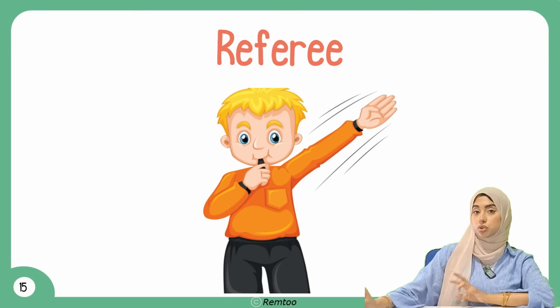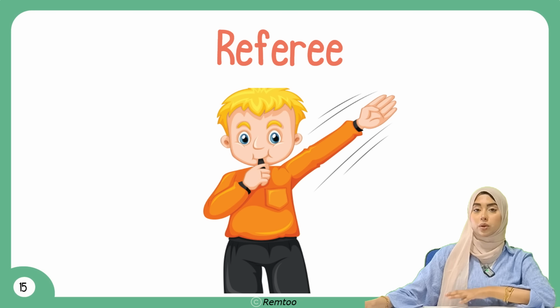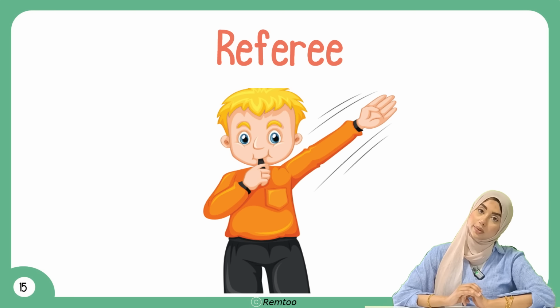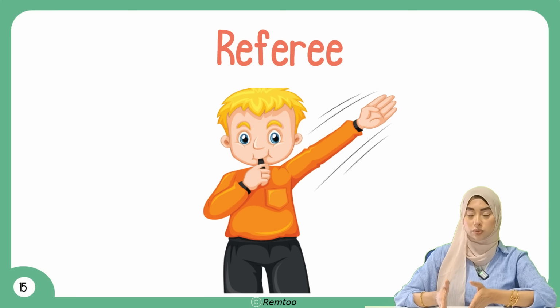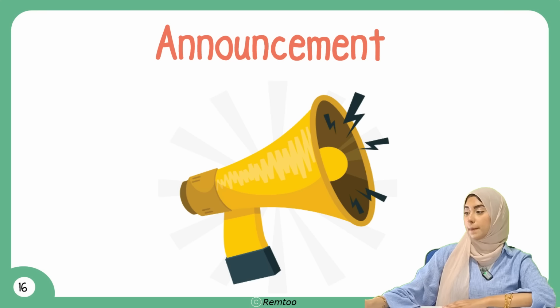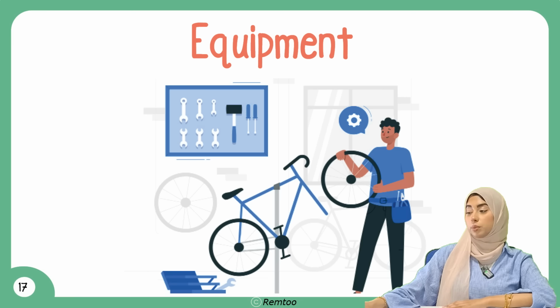This is like the judge of the game. I mean, the court that we play in. For example, in the football court, we have a referee. This is the judge of the football game, the person who judges the game and the players. Announcement. Equipment, it's like a tool or something. Okay, let's have our first practice.